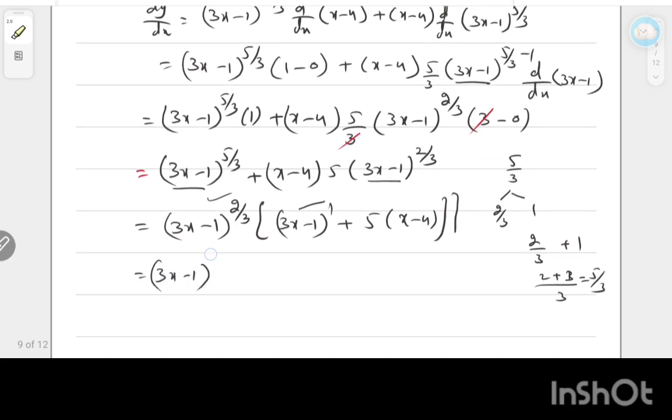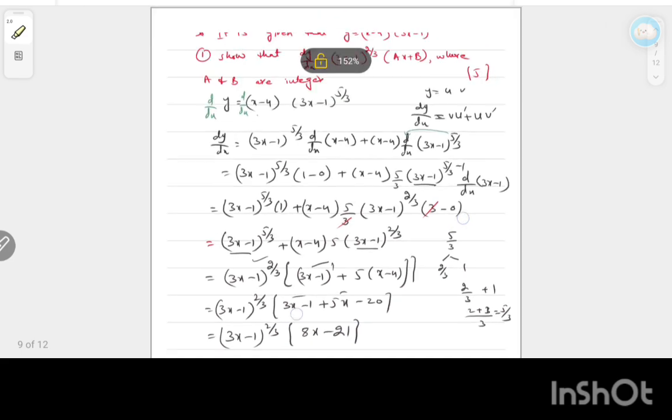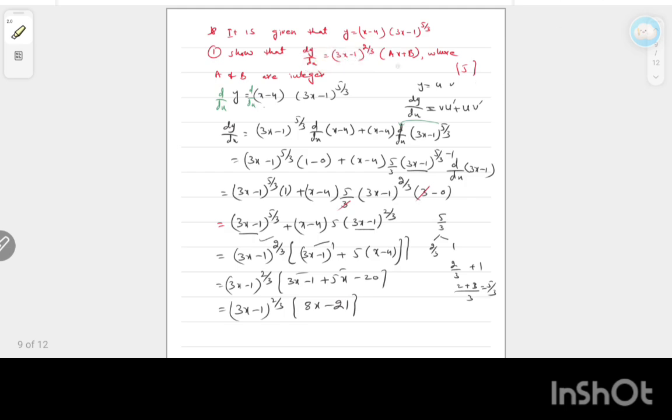Next, how we simplify further. We have (3x - 1)^(2/3). Here we got (3x - 1) plus 5x minus 20, since 5 times 4 is 20. So we get the answer, power 2/3. 5 and 3 gives 8x, minus 20 and minus 1, it will be minus 21. If we again read this question, he said ax plus b, so a is 8 and b is minus 21.